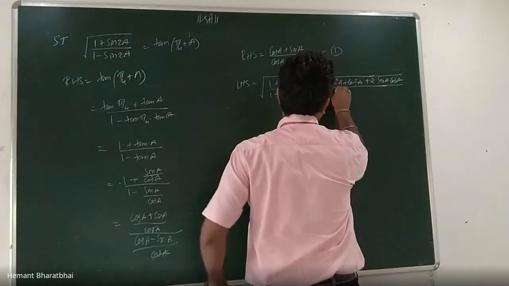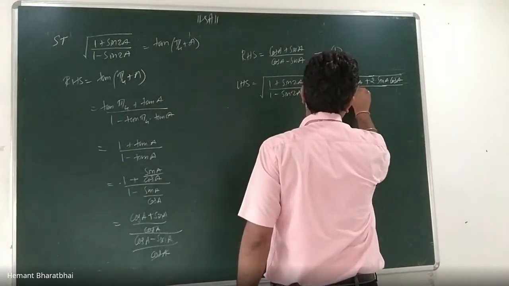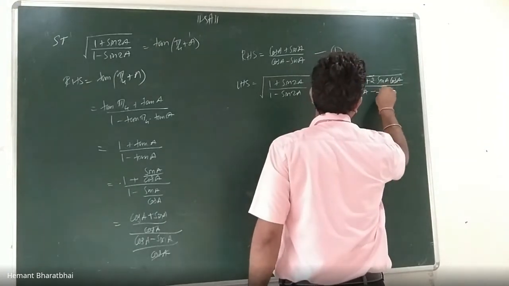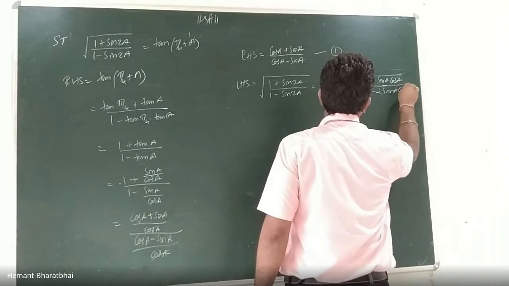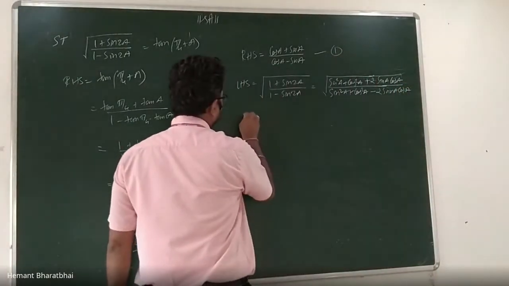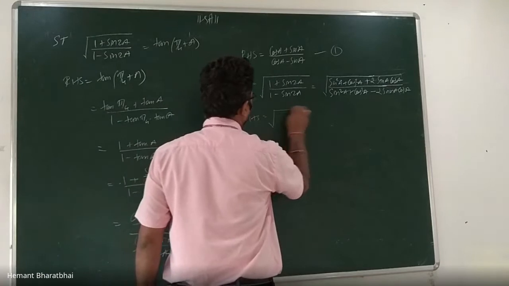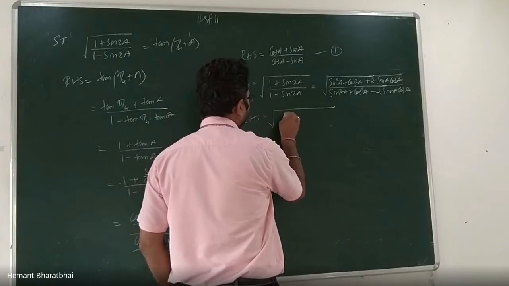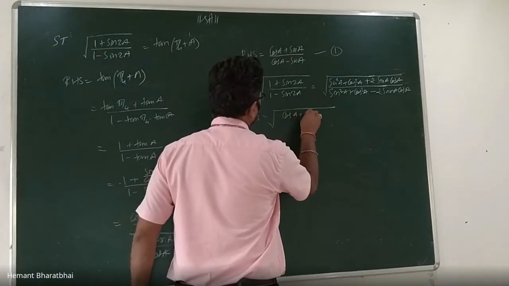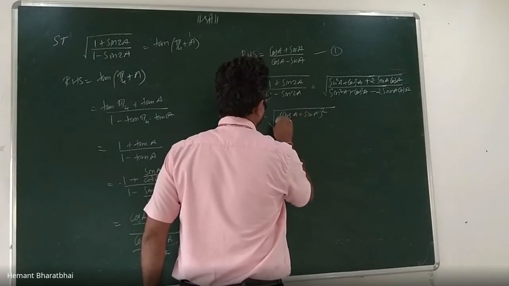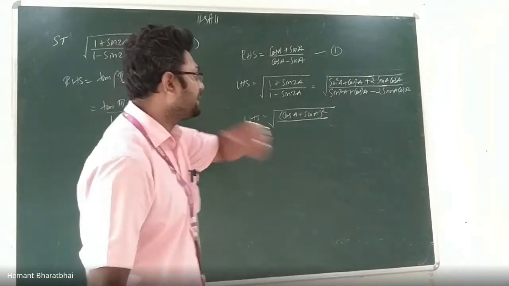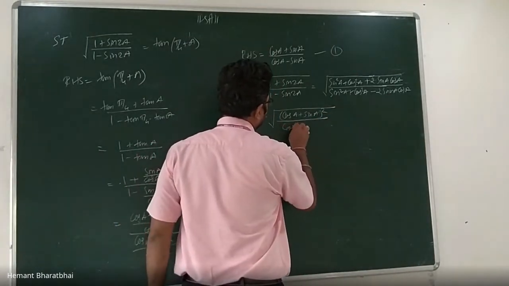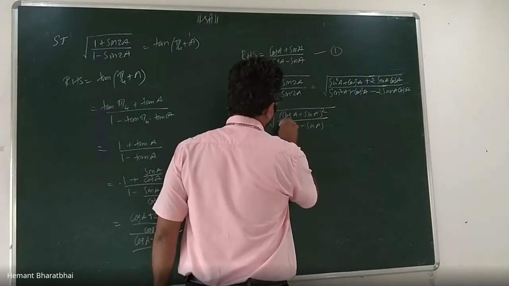Similarly, this one can also be written the same way: sin square a plus cos square a minus 2 times sin a into cos a. Therefore, I will get LHS is equal to under root of a square plus b square plus 2ab, so it can be written as (a plus b) whole square. Second, write it as (cos a plus sin a) whole square, upon, similarly here, a square plus b square minus 2ab, which can be written as (a minus b) whole square.